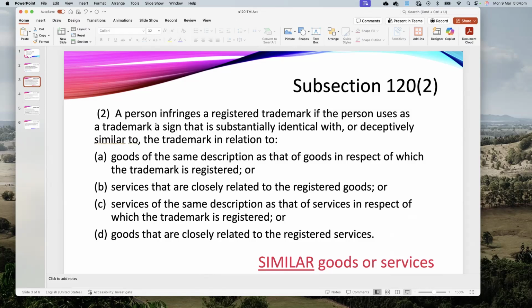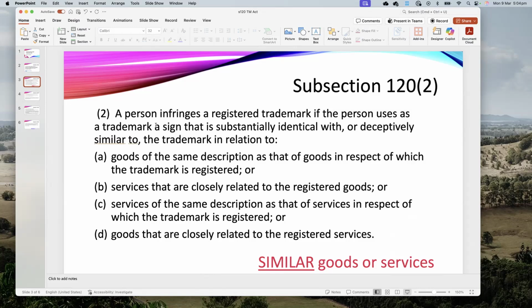So if we go back to our class 3 examples with all the cosmetic products, let's say that the registered trademark is registered in relation to face creams and serum. Now, a closely related service to that might be beautician services, right? Somebody that does facials with creams and serums. It's not the exact same thing because they're not selling the creams or serums with the trademark on them.